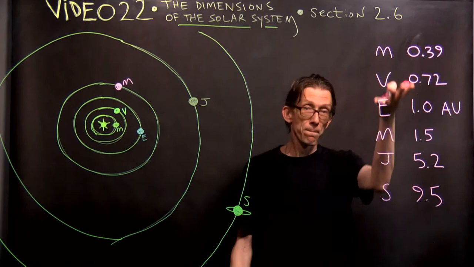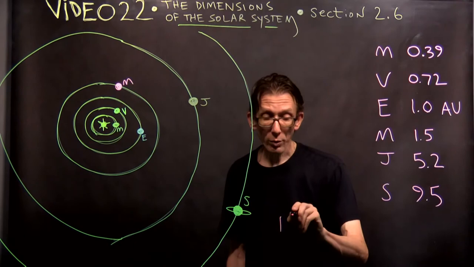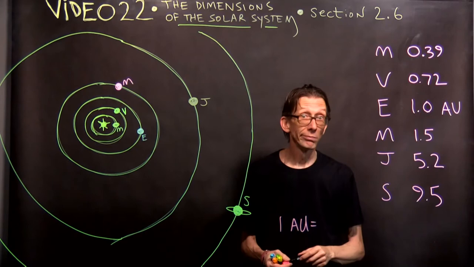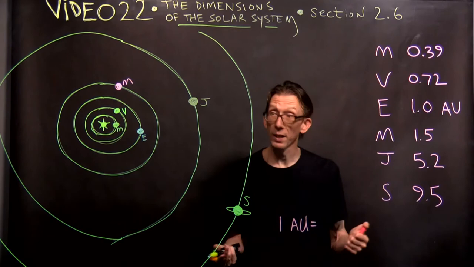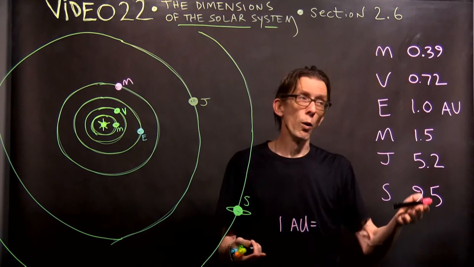But what we don't know is what 1 AU equals. Now, we know today what 1 AU equals. But at this point in time, after Kepler's laws were devised, people knew that Jupiter was 5.2 times further away from the Sun than the Earth is. But they didn't know what absolute distance that was.